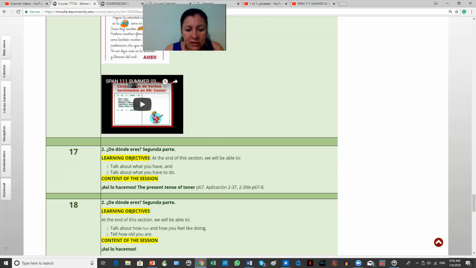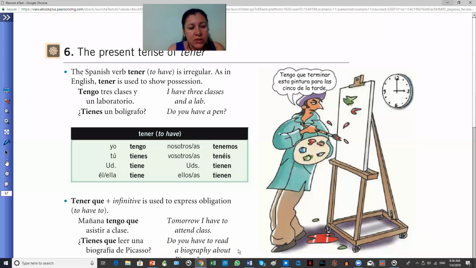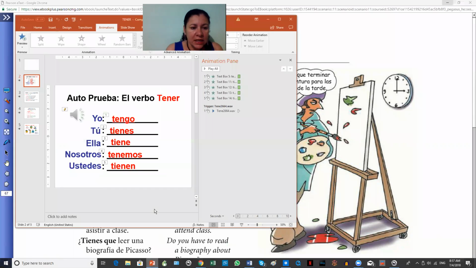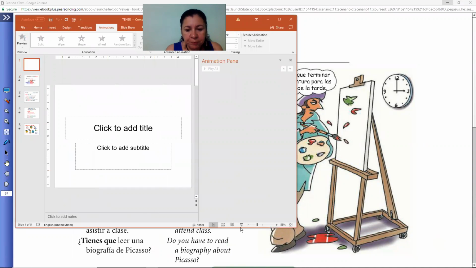Let's begin. Our textbook on page 67 gives us tener, the Spanish verb tener, which is an irregular verb, and is used to express many ideas, as I have already mentioned. Look at this one. Tengo que terminar esta pintura para las 5 de la tarde. I have to finish this painting by 5 o'clock in the afternoon. So let me take you to my PowerPoint, because I designed special treats for you with them. And let's work on tener.